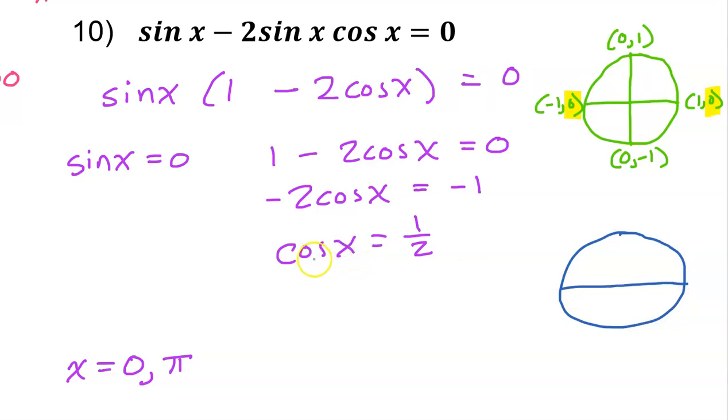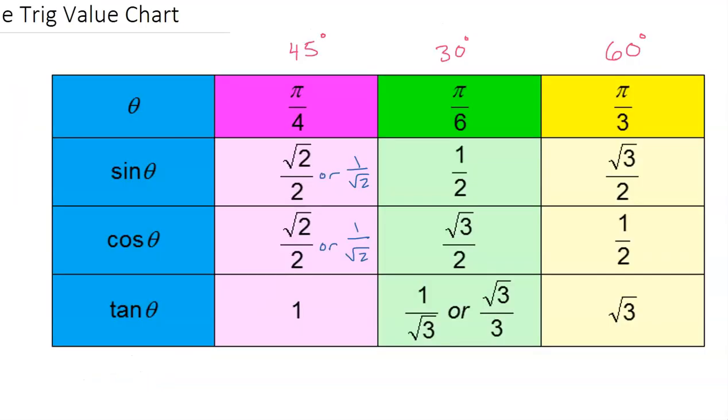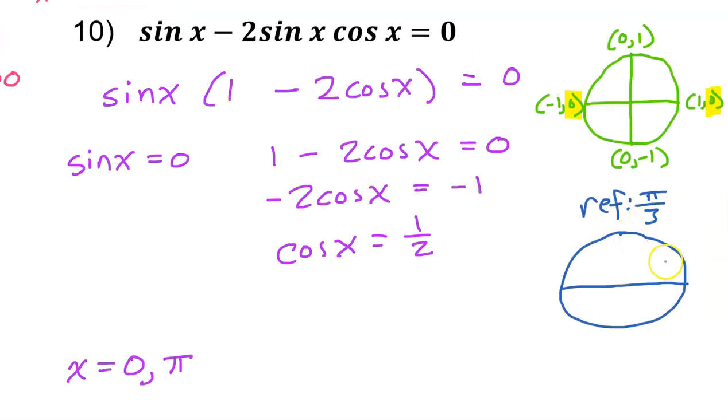So I was giving you time to think. Hopefully you were thinking, hey, the reference angle is pi over 3. You're asking yourself the cosine of what angle is 1/2. And if you have this chart memorized, you see that the cosine of pi over 3 is 1/2. So the reference angle is pi over 3, but that's not the final answer, because there are 4 angles that have a reference angle of pi over 3. There's 1 in every quadrant.